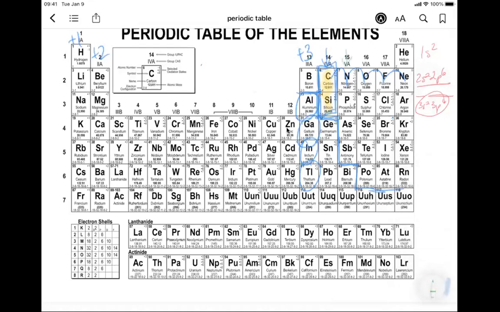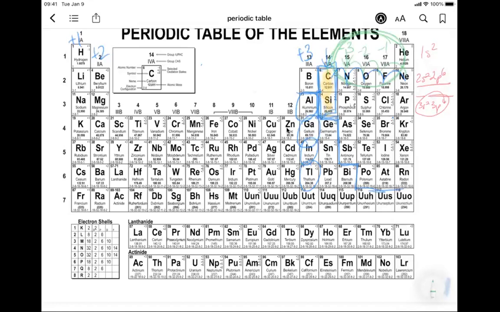Once you get to group 15, though, you are closer to the noble gases on the right-hand side than you are to the left. So group 15 is going to gain 3 to form -3. Group 16 becomes -2, and group 17 -1. So these 3 groups are going to gain electrons to become stable, whereas groups 1, 2, and 13 are going to lose electrons to become stable.